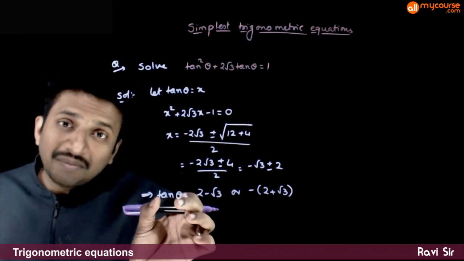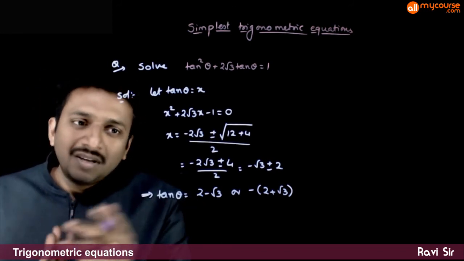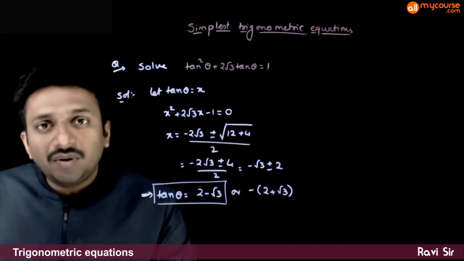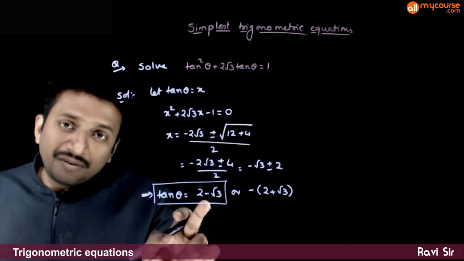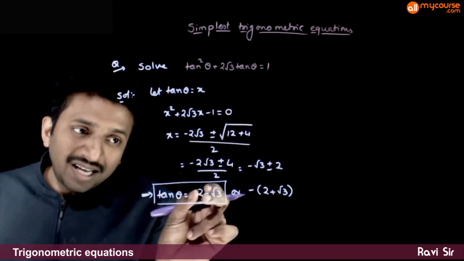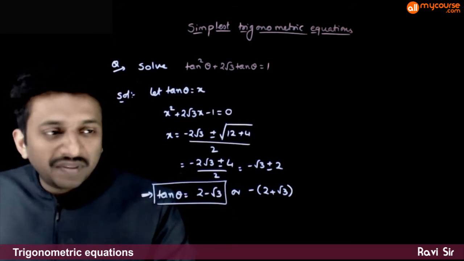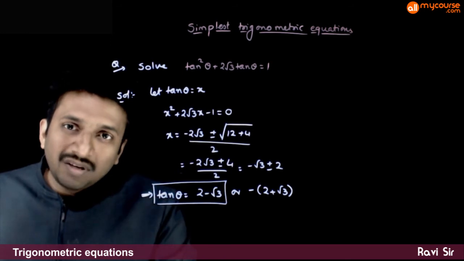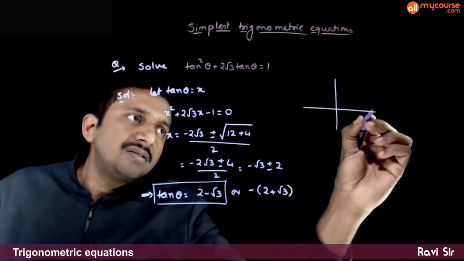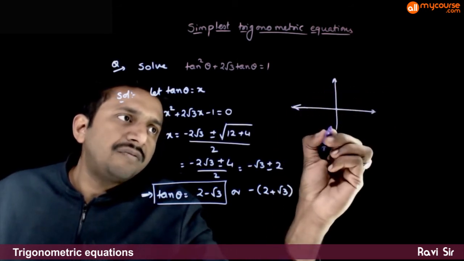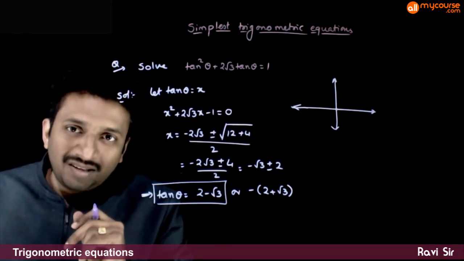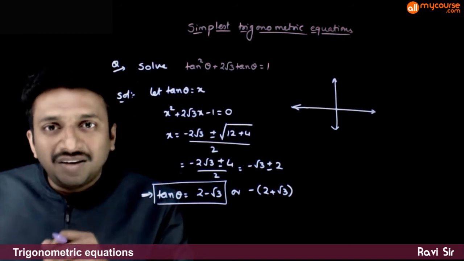So now this has become a simplest equation of type 1. So tan theta is equal to this number, or tan theta is equal to minus of 2 plus root 3. Now to solve this equation, you need to find an angle theta such that tan theta is equal to 2 minus root 3. As you can see, 2 minus root 3 is positive, so you'll get some angle in the first quadrant. I hope you remember the values of trigonometric ratios for standard angles. So 2 minus root 3, as you might remember, corresponds to tan of 15 degrees.